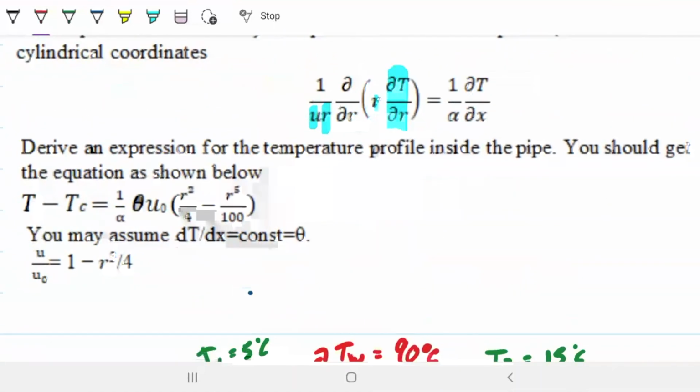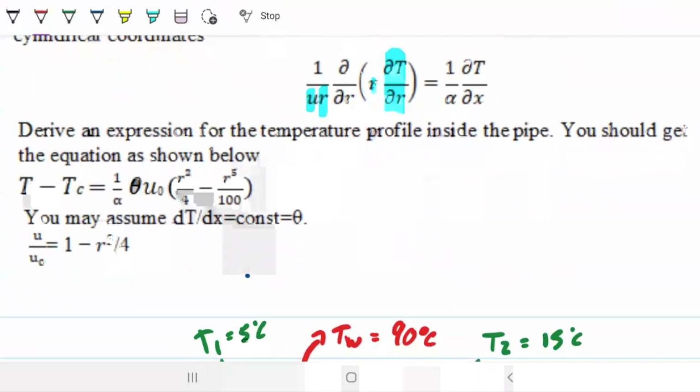Well, if the flow is fully developed, then we would not expect any changes in the velocity in that direction. So for a lot of cases, especially laminar flow, our temperature gradient should also be constant as we go down x. The problem says to derive an expression for the temperature profile inside the pipe. You should get the equation as shown below, so you already have the endpoint. You may assume dT/dx to be constant, like I just mentioned. So we wouldn't find any change in temperature as we go down the x direction, and we can call that theta.